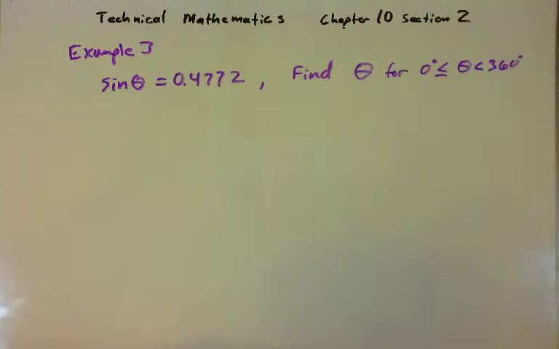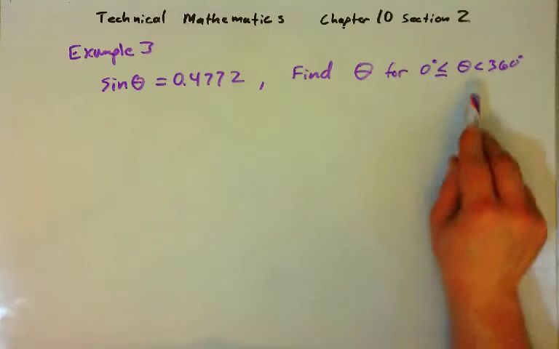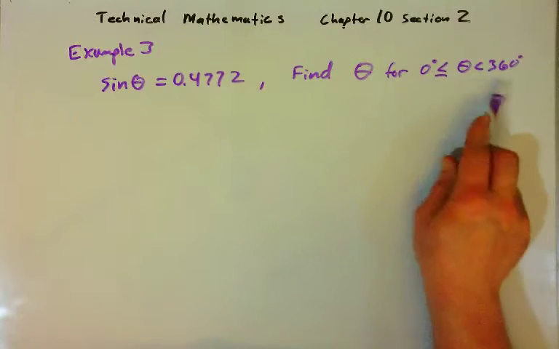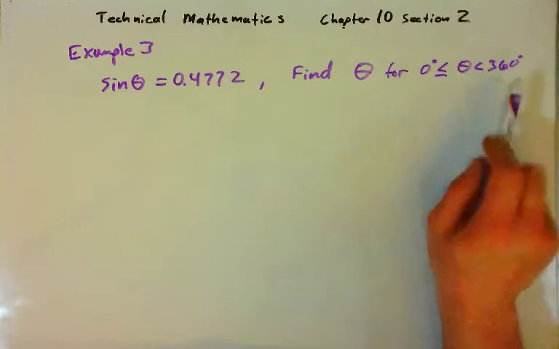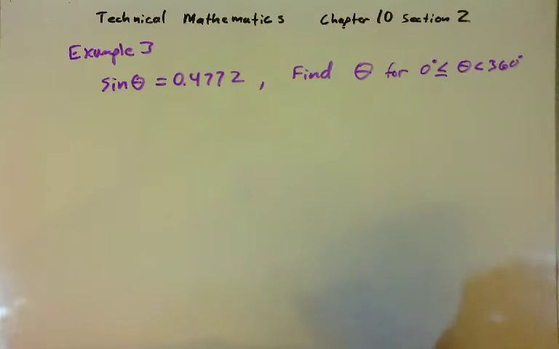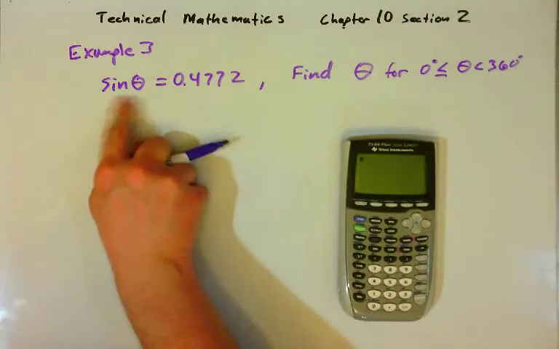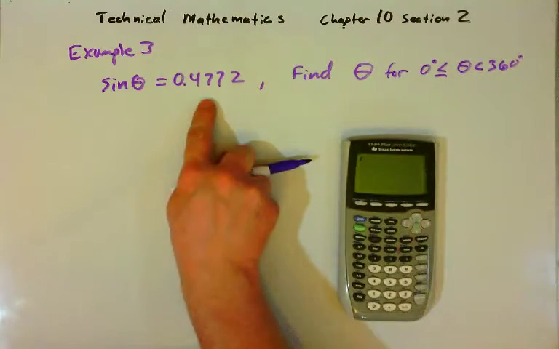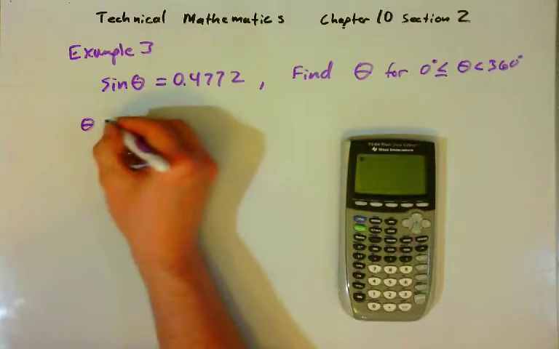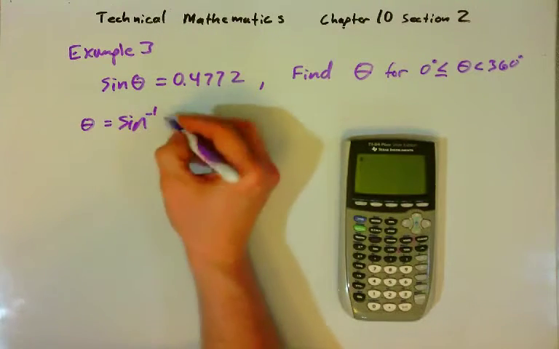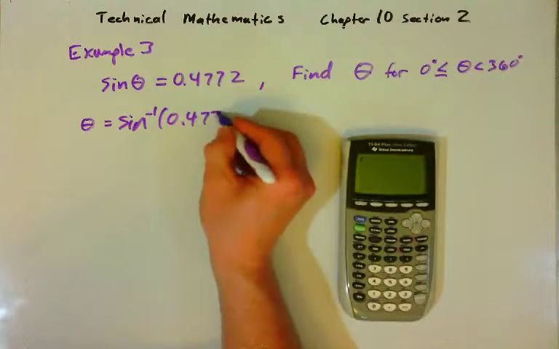This is example 3. It says sine theta equals 0.4772, and they want us to find theta. And they want us to make sure that we get an answer for theta that is greater than or equal to 0 degrees, but less than 360 degrees. So in other words, they want the angle to be positive, and they don't want it to go all the way around in a circle more than just one time. And so we can use our calculator to do this. If we know that the sine of the angle is equal to some number, we can find the angle by taking the inverse sine of that number.